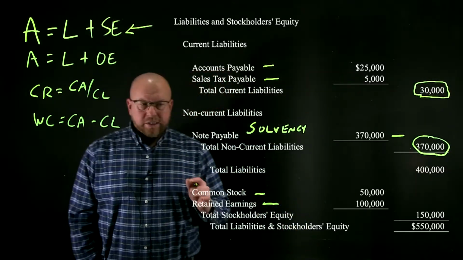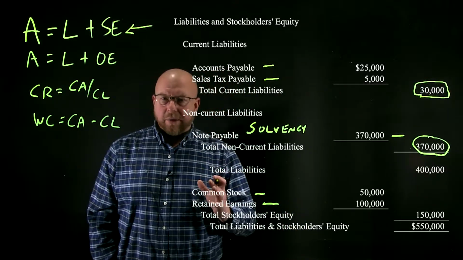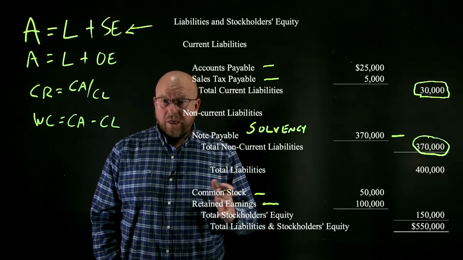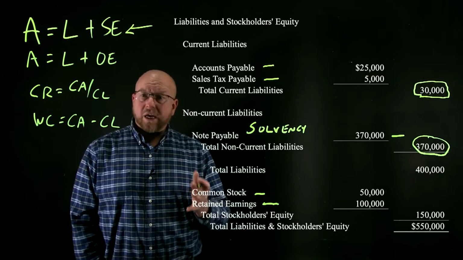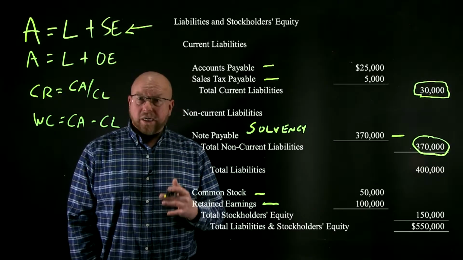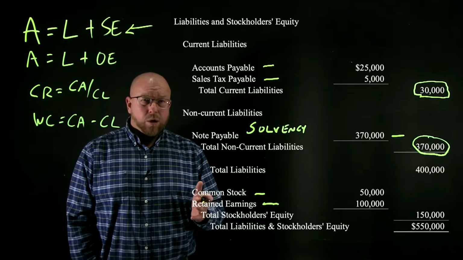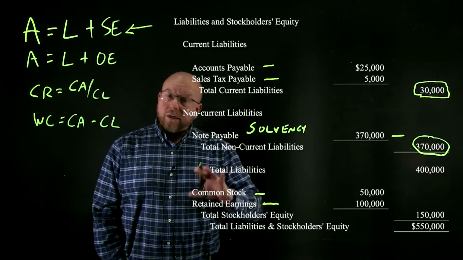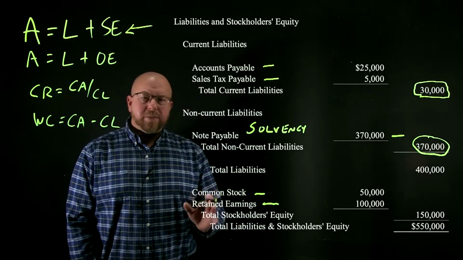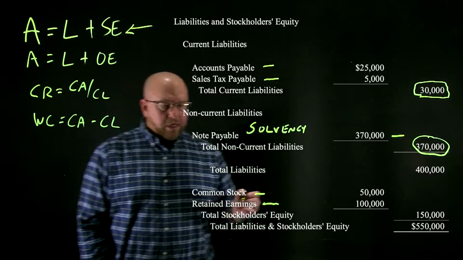The reality is the stockholders' equity section of the balance sheet really has the potential to have more complication. There can be different classes of stock, such as common stock and preferred stock. We can see things like additional paid-in capital or even treasury stock. So there are things that we will explore at a later date, but for now, let's just keep it simple. Common stock and retained earnings.